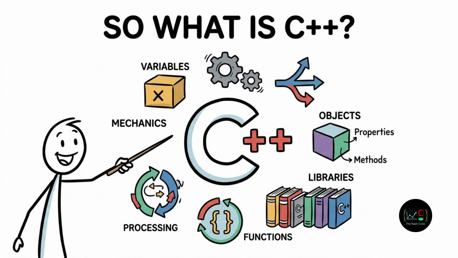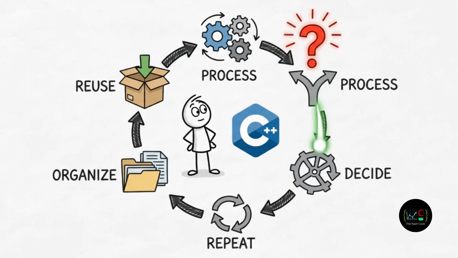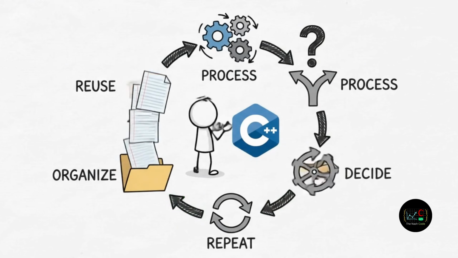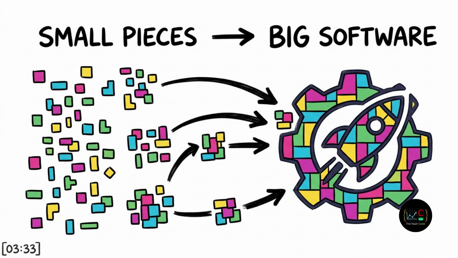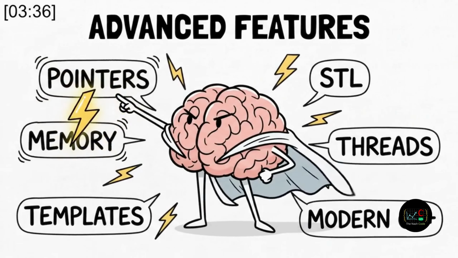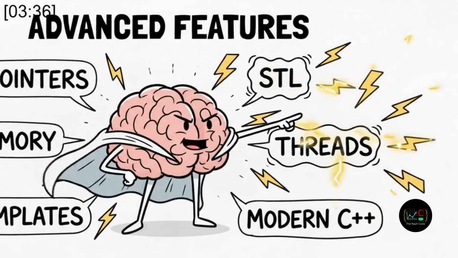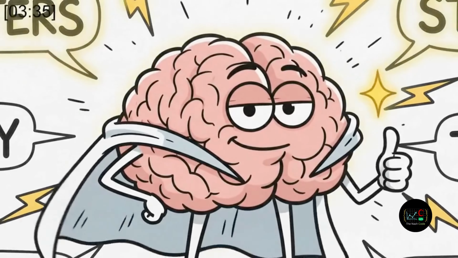So what is C++ really? It's a language that lets you store information, process it, make decisions, repeat tasks, organize code, reuse code, and combine small pieces into large, powerful software. Everything else, pointers, memory management, templates, the STL, multi-threading, and modern C++ features exist to make programs faster, safer, and more efficient.